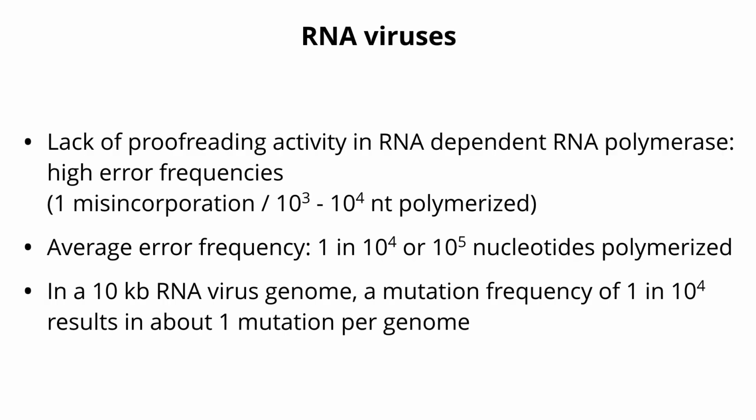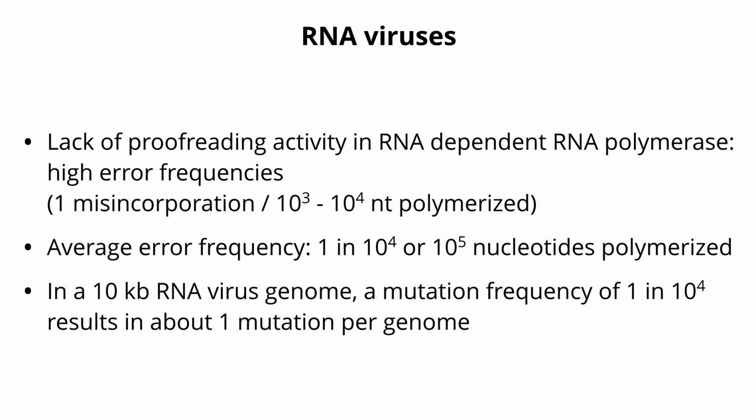All right, RNA viruses, last time we talked about these, make an error of about 1 misincorporation per 1,000 or 10,000 nucleotides polymerized. So in a 10 kb genome, you get 1 mutation per genome. Every time the genome replicates, you get at least 1 mutation in a 10 kb genome. So that's quite a bit.